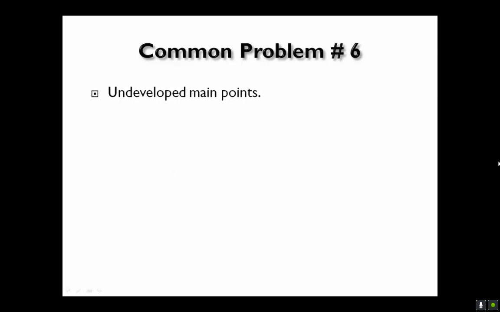Common problem number 6 is undeveloped main points. This is a huge one. This is probably the main reason why students don't get the band 8, the band 9. So these students have done everything correct and the structure is good and it is very clear which points they're talking about, but their answers are just too short. They haven't really developed them properly.